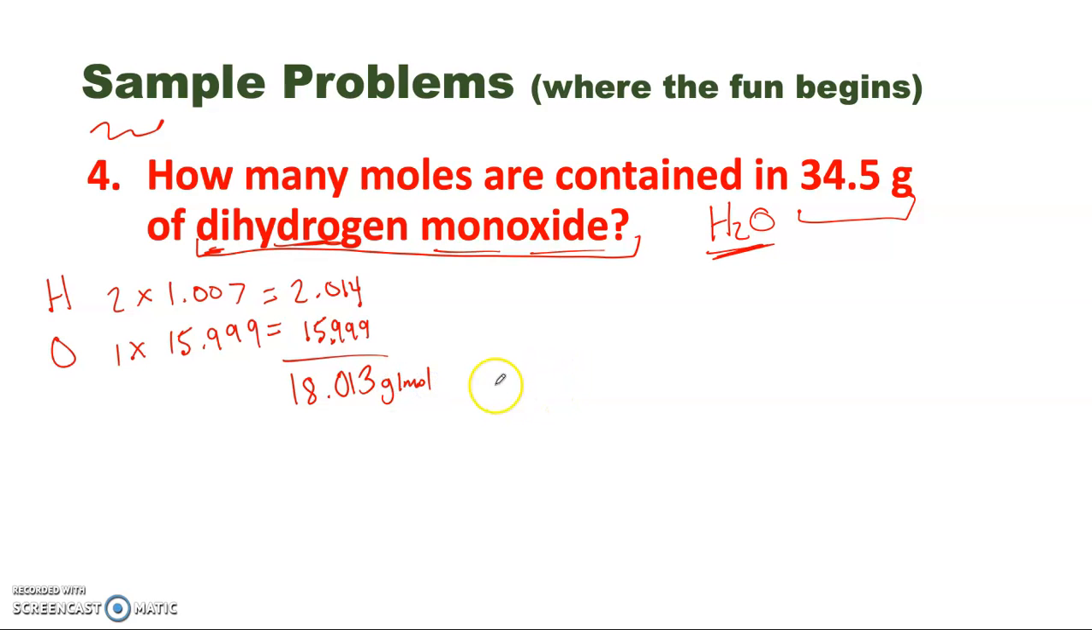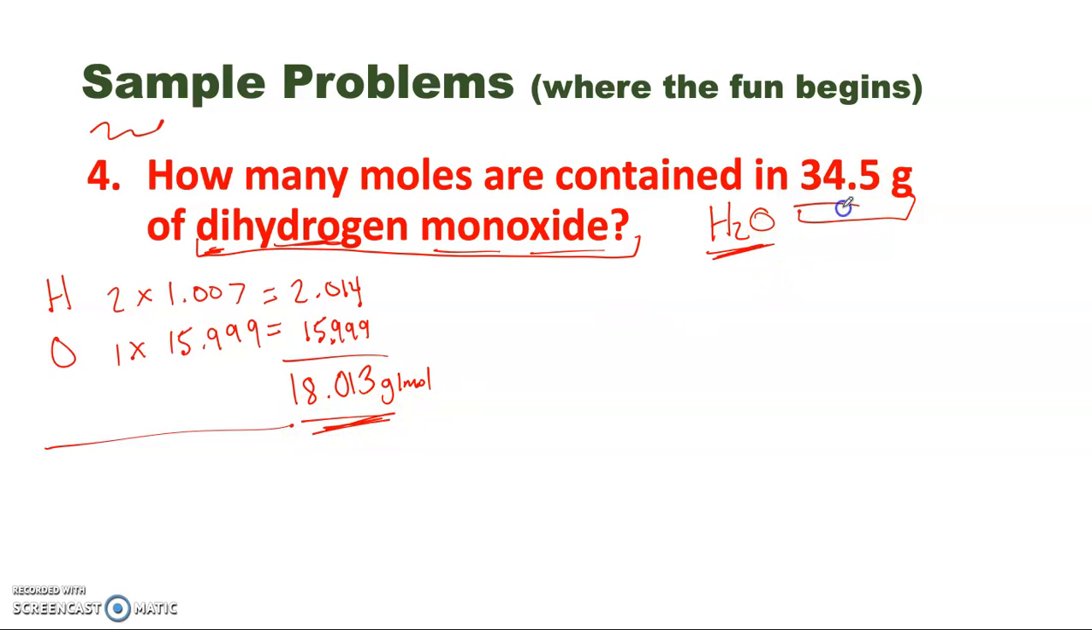Now I did that in my head. If it's a little off, don't worry about it. We'll just roll with it here. Now to actually set these up, what I just did here is nothing new. You find the molar mass of water. Now this tells me how many grams are in 1 mole.